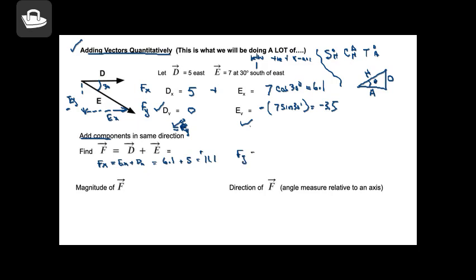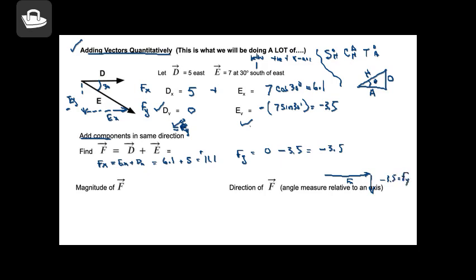So I can construct what my resultant vector looks like. It's going to be 11 units in the positive x direction. So this is F sub x. And then my y component is going to be negative 3.5 units downward. So that would be our minus 3.5, and that's going to be F sub y. So my resultant, my final vector F, which is what I want to find, is this hypotenuse right there.